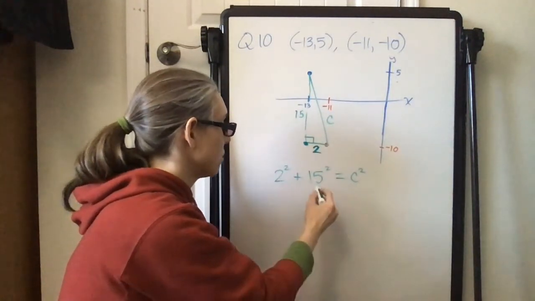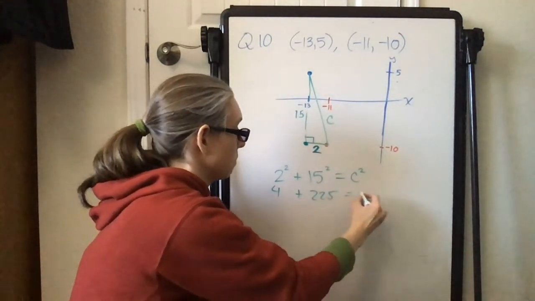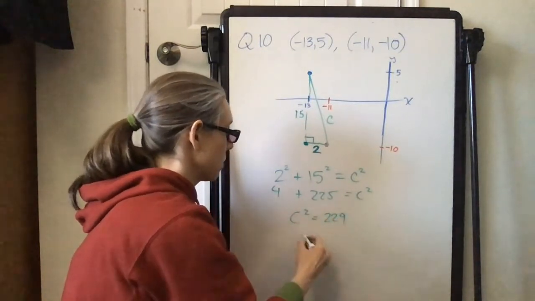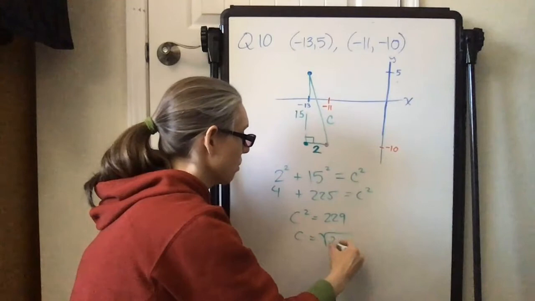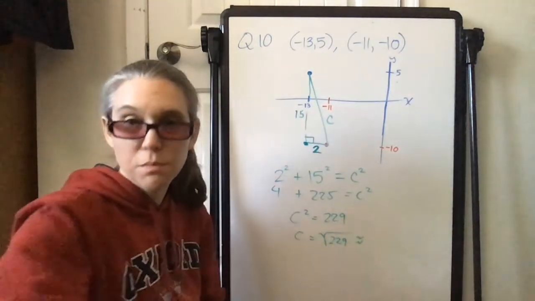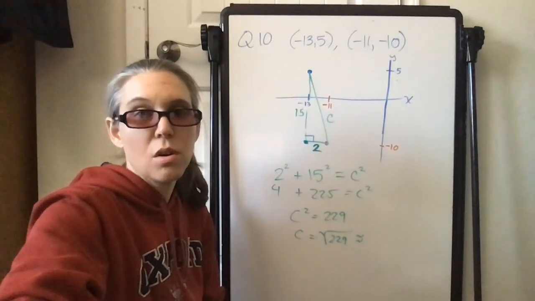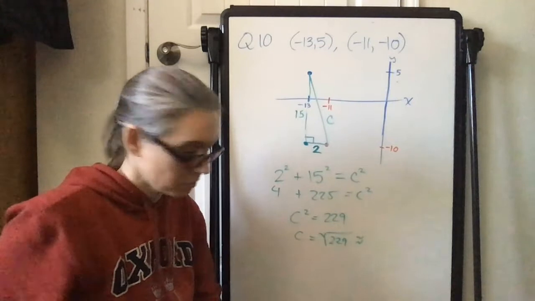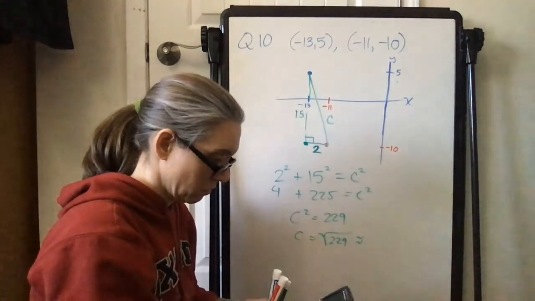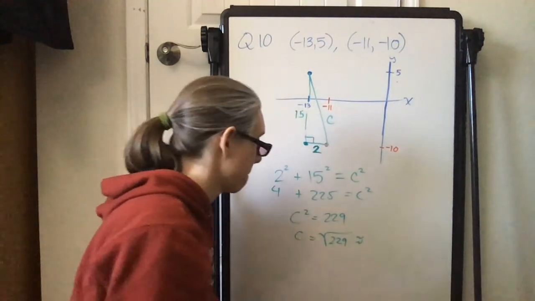So I have a 225 and a 4. So c squared is equal to 229. So c is equal to the square root of 229, and then we're supposed to have a decimal approximation. In this particular problem, the decimal approximation is to 1 decimal place. 15.1.